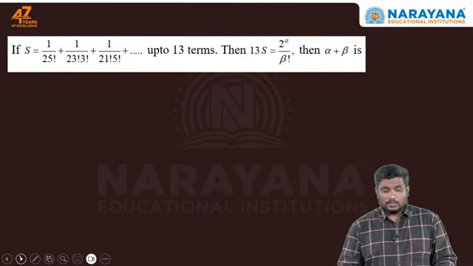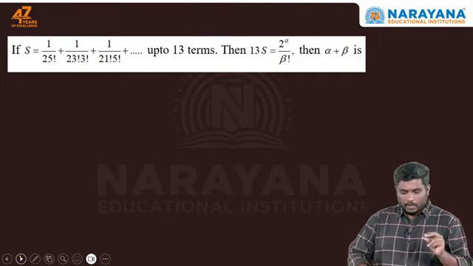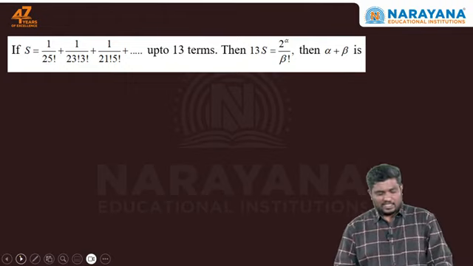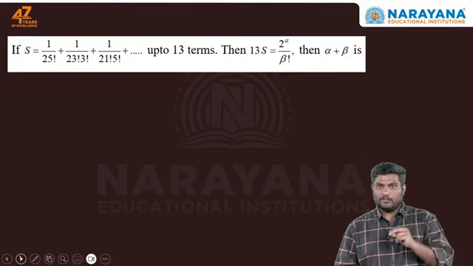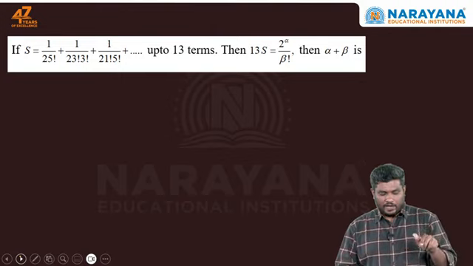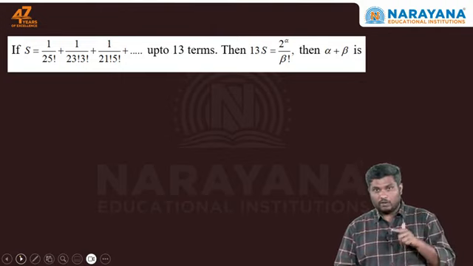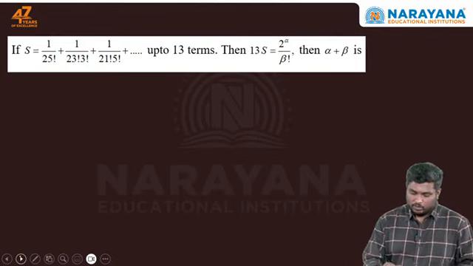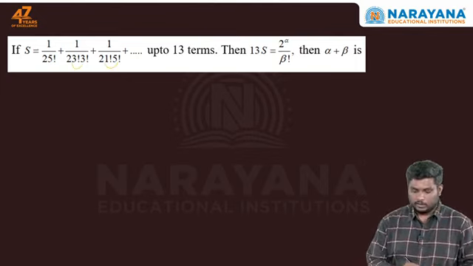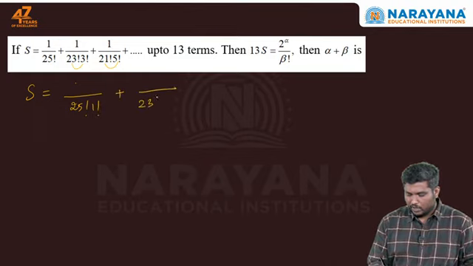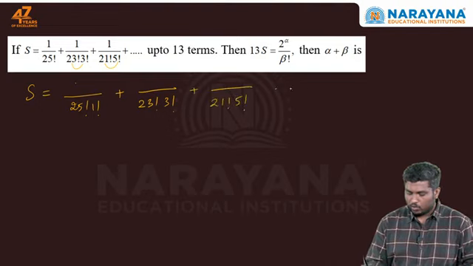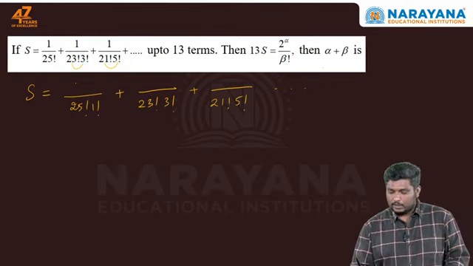Once again, this question is from binomial theorem. By looking at this question, you can see something strange about the denominators in each and every term of this summation. If you observe the denominators, 25 factorial and 1 factorial, you can write them as 1 factorial 26 minus 1, then 23 plus 3 is 26, 21 plus 5 is 26. So if S is equal to 1 by (25 factorial into 1 factorial) plus 1 by (23 factorial into 3 factorial), plus 1 by (21 factorial into 5 factorial), and so on for 13 terms.